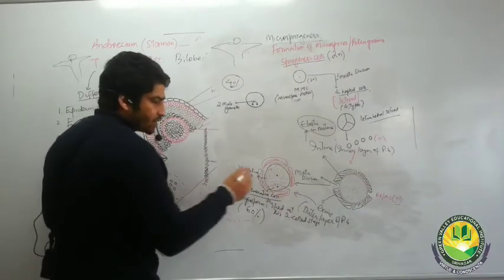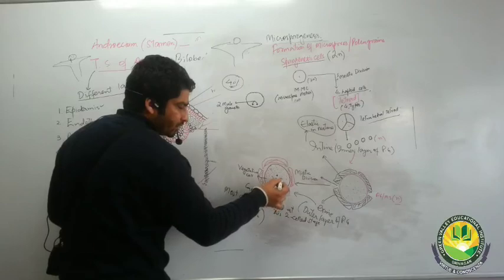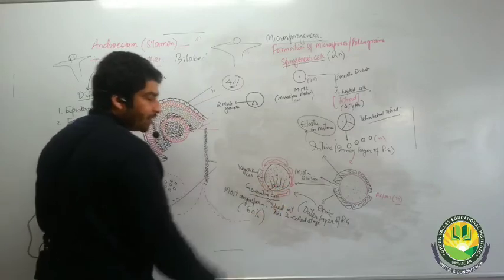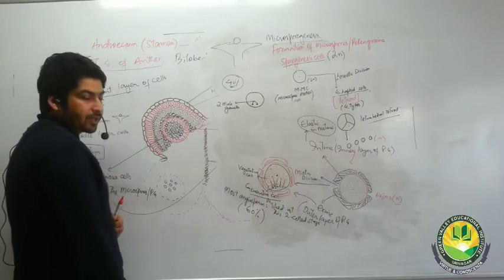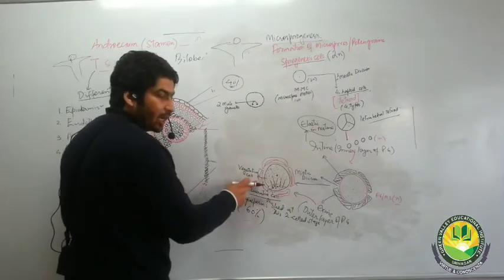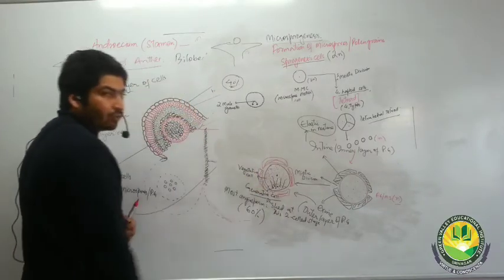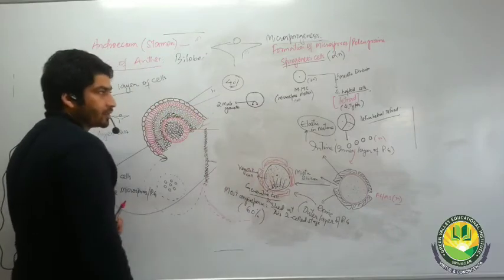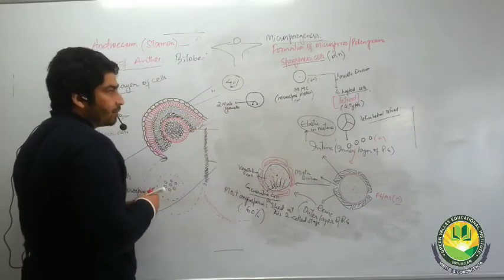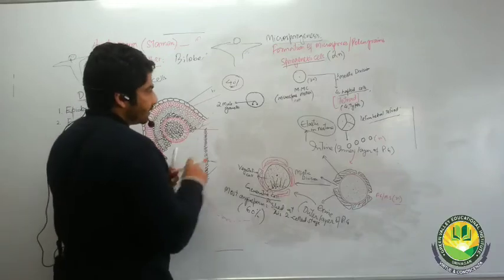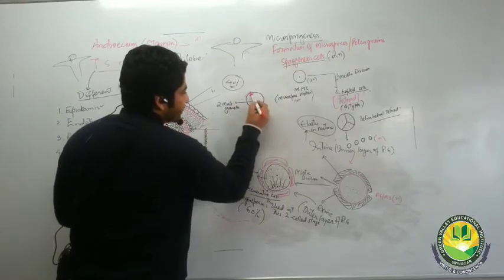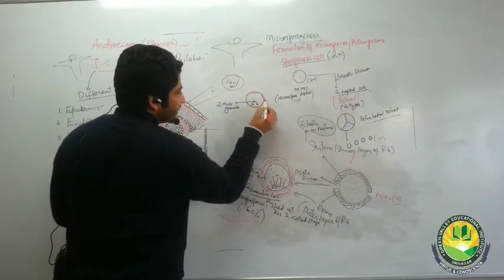And the vegetative cell provides the nutrition to this generative cell so that development of the two male gametes takes place. Ultimately the vegetative cell gets degenerated. It provides nutrition to this, so we got the two male gametes. Outside there is the exine, that means we are having the sporopollenin.